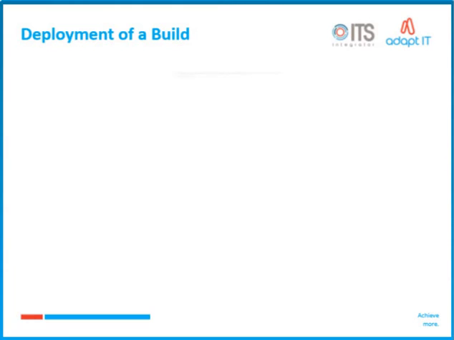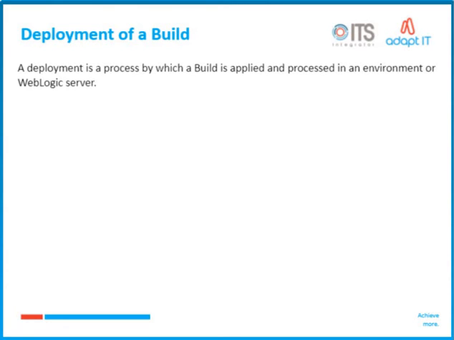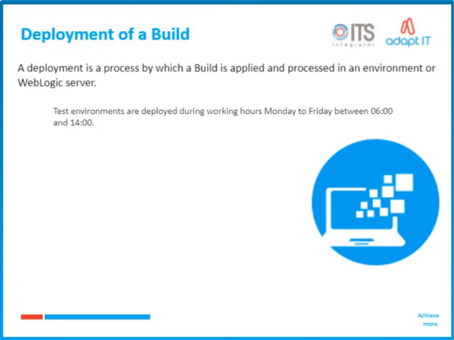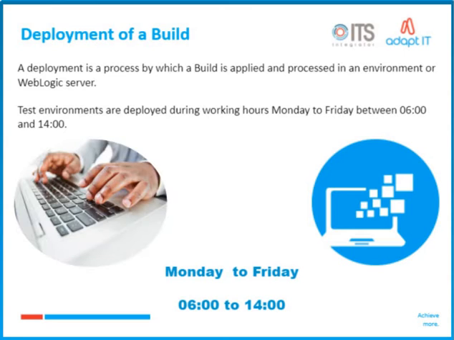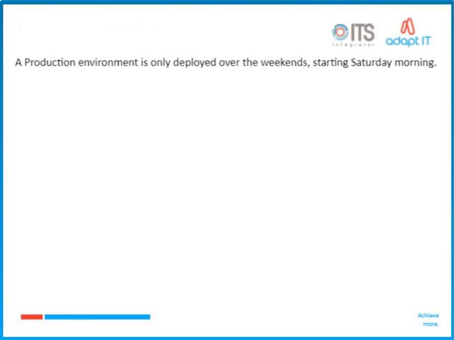Deployment of the build. A deployment is a process by which a build is applied and processed in an environment or WebLogic server. Test environments are deployed during working hours from Monday to Friday between 600 hours and 1400 hours. You will receive communication by the external deployment engineer via email regarding the date that your test environment will be deployed. A production environment is only deployed over the weekends starting Saturday morning.